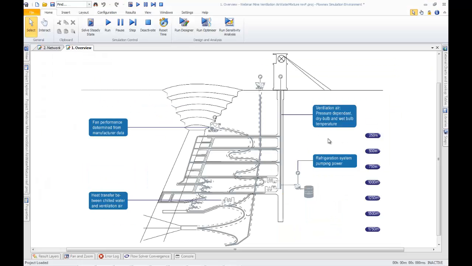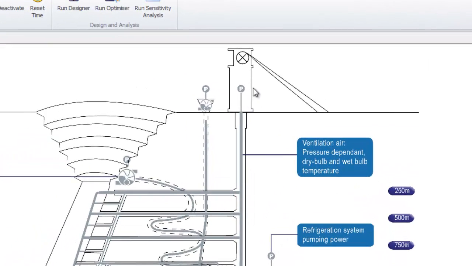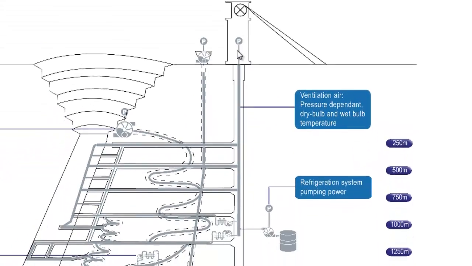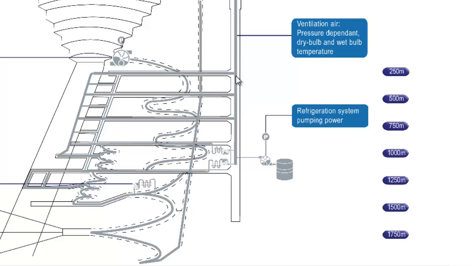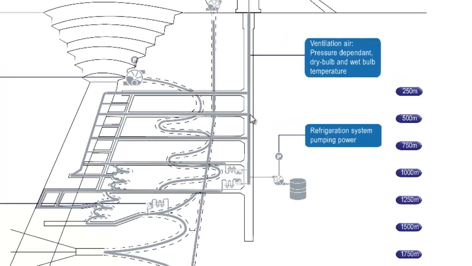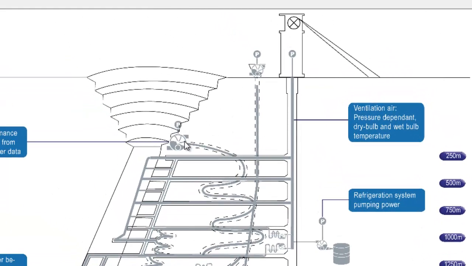One of the examples I'm going to show you is an underground mine ventilation system. Here you can see a schematic over which we will create a Flownex network. We have air at ambient conditions entering the inlet of the shaft. It then proceeds down the tunnel until it branches into the different mine levels. The air is forced through the system by these ventilation fans at the outlets.